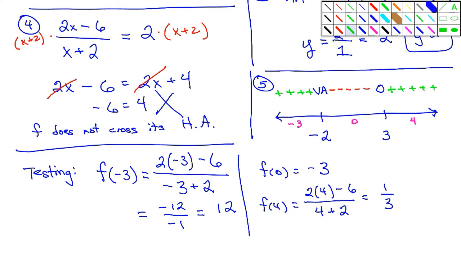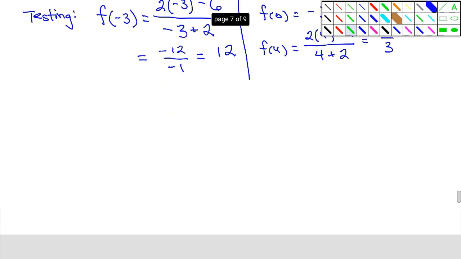So now we know exactly where the graph is. Between negative infinity and negative 2, the graph is above the x-axis. Between negative 2 and 3, the graph is below the x-axis. And from 3 to infinity, the graph is again above the x-axis. So let's go ahead and put all this together and draw a graph.